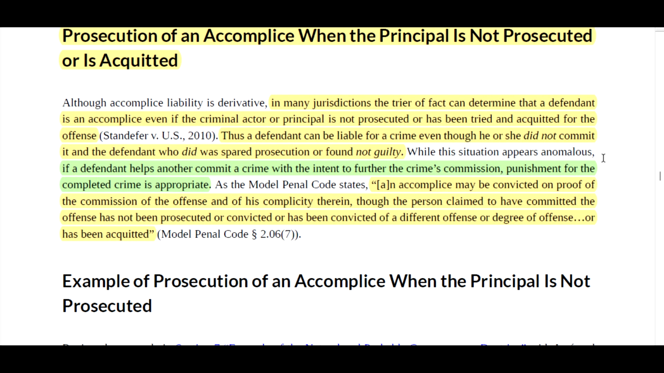The Model Penal Code puts it as: an accomplice may be convicted on proof of commission of the offense and of his complicity therein, though the person claimed to have committed the offense has not been prosecuted or convicted, or has been convicted of a different offense or degree of offense, or has been acquitted.